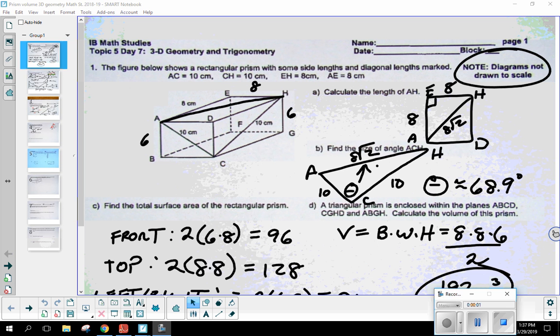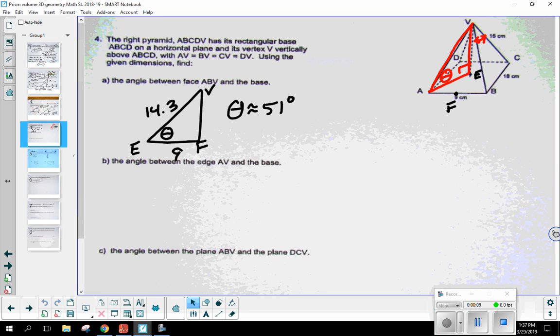We had started this last problem the other day. It was this rectangular pyramid. We went ahead and found the angle between face ABV and the base to be about 51 degrees. So all we have left is B, the angle between the edge AV and the base, and we want to know C, the angle between the plane ABV and the plane DCV.